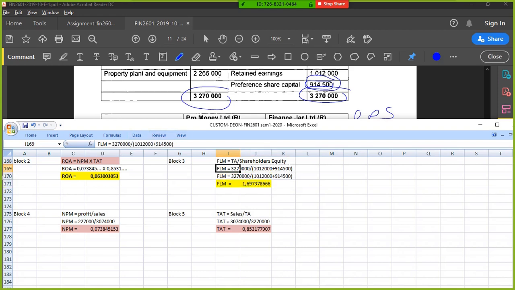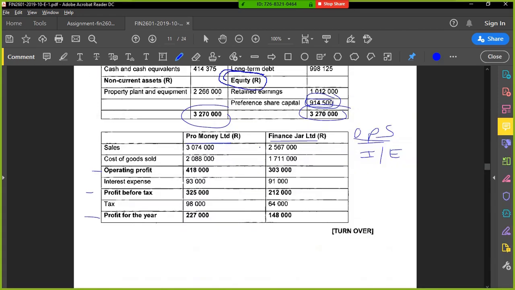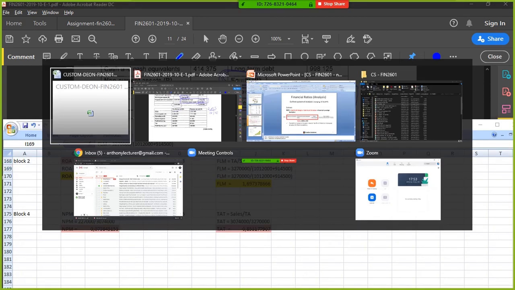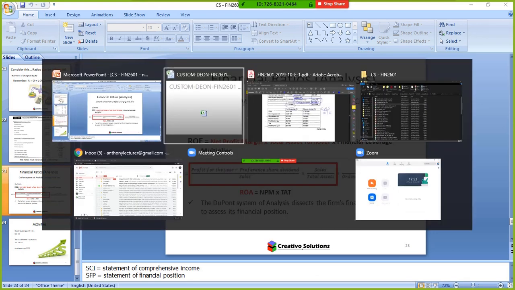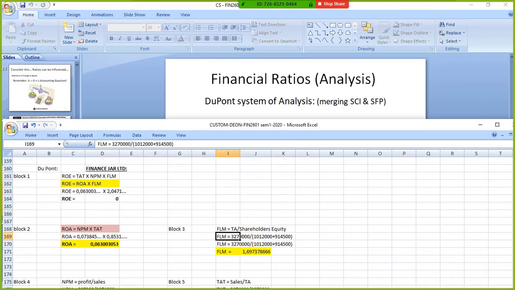Well, in this question, it's the equity that's underneath here. Yeah, that's the equity that they've provided you with: the retained earnings and the preference share capital. Oh, okay, I see what you mean. You're saying, what does this entail? Equity entails both of them. What does the formula say? Oh, okay, ordinary shareholder equity. Good point.